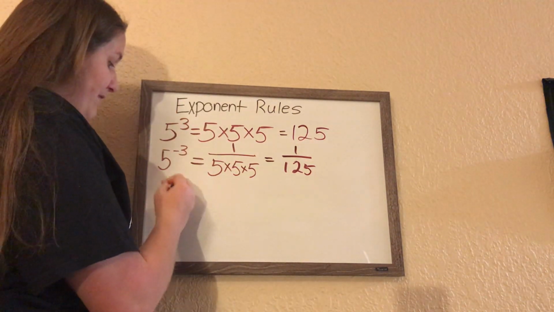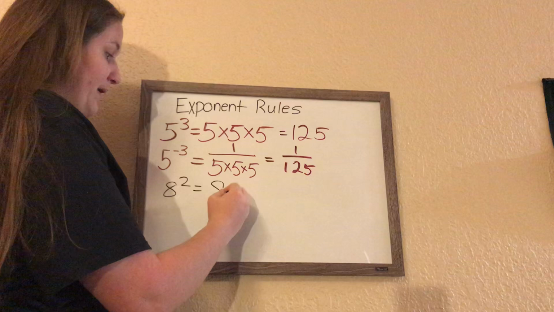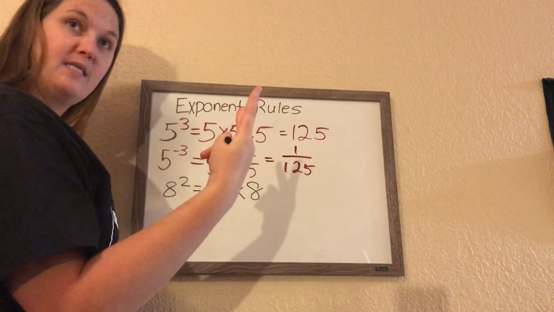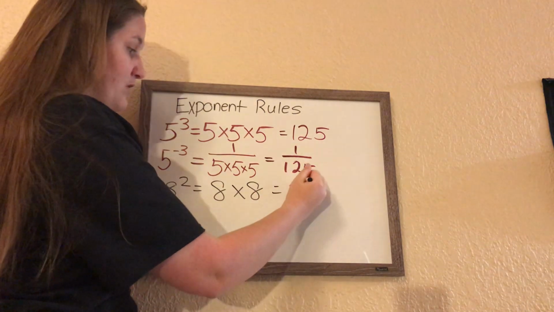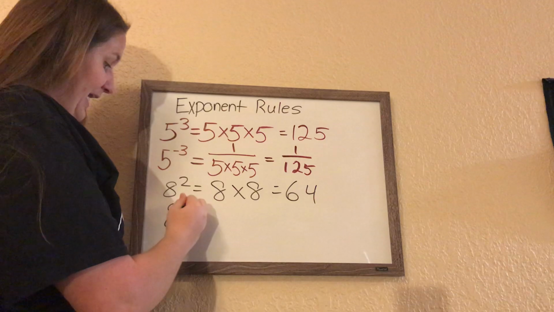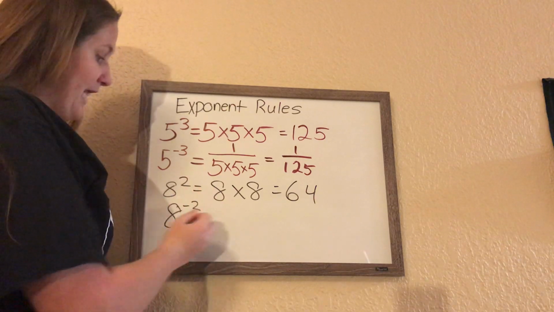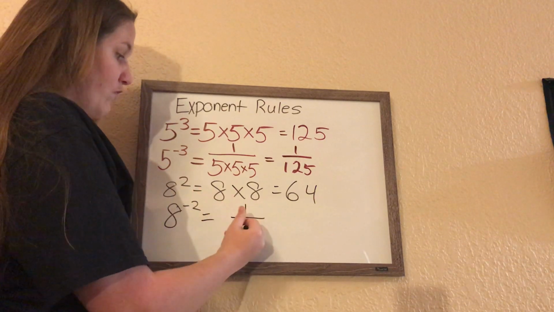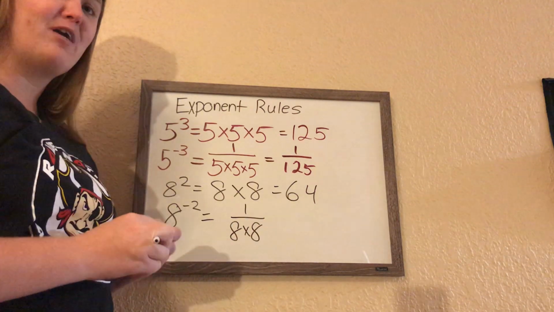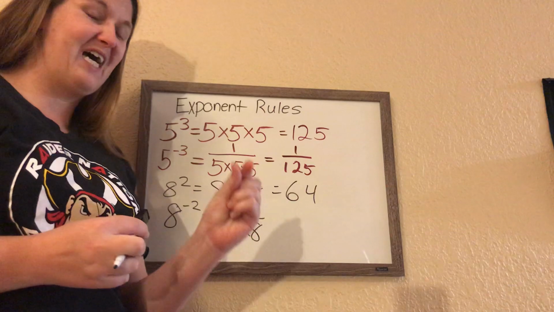If you wanted to have 8 to the second power, that would be what's 8 times 8, because I'm multiplying that 8 twice. So 8 times 8 is equal to 64. Whereas if I said 8 to the negative second power, that would mean what's 1 over 8 times 8. Okay, so it's not a negative number, it's just a super, super tiny number.